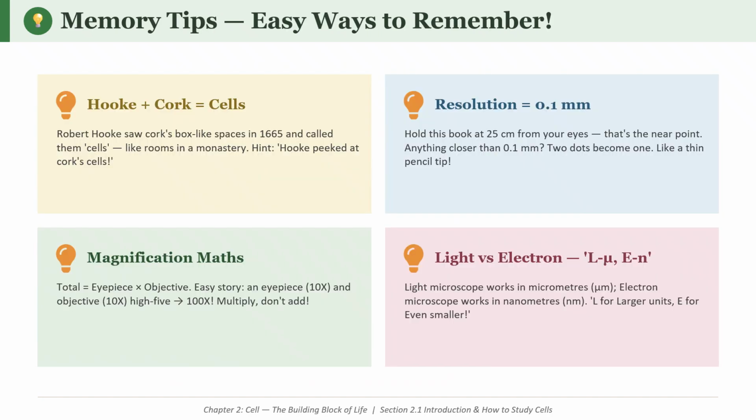Here I have given you some memory tips and easy ways to remember. So Hooke plus Clark. Who is that Hooke? Robert Hooke, right? In the year 1665 he discovered the cells. What he found were cells. Robert Hooke saw box-like spaces in cork in 1665 and he called them cells, like rooms in a monastery, right? So Hooke peeked at cork cells.